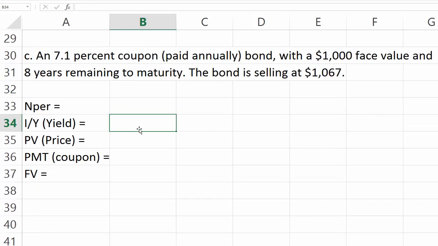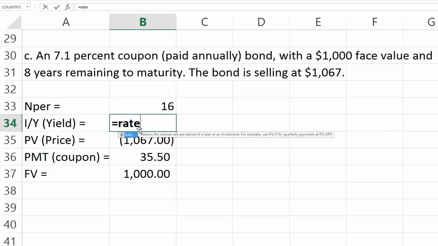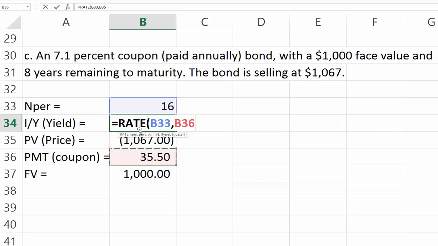So let me just change this to 1,767. We know the face value is the same, and the 7% coupon the bond pays is also again semi-annual, so we divide by 2. And we have 8 years to go, so we need to find what the rate is. The answer we're going to find is again the semi-annual rate.